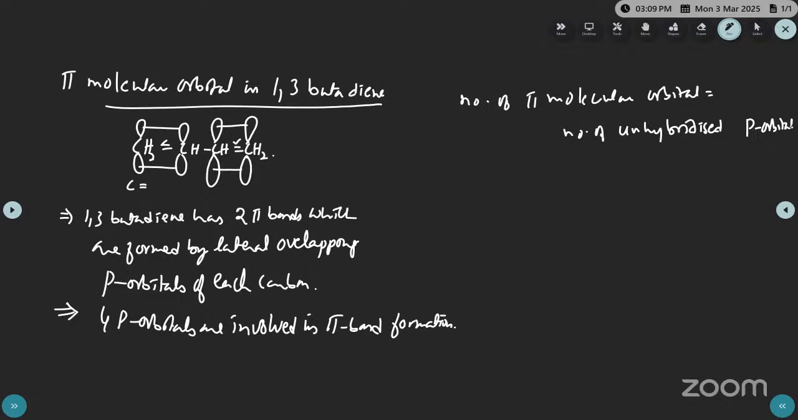Each carbon has one unhybridized p orbital. So how many pi molecular orbitals are formed? Four pi molecular orbitals are formed. What are they? They are pi 1.